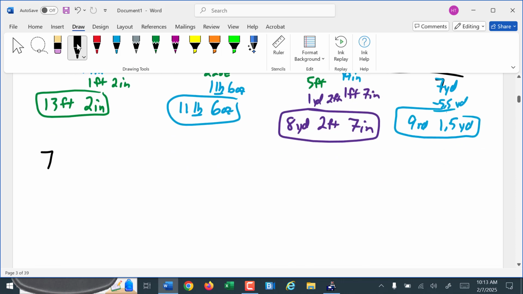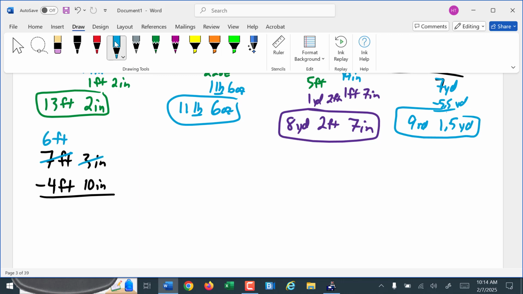If we need to subtract, 7 feet 3 inches minus 4 feet 10 inches. Again, we still start on the right, work our way back to the left. 3 minus 10 can't be done, so we're going to need to borrow. 7 feet becomes 6 feet. The 3 inches becomes how many inches? 15, good.